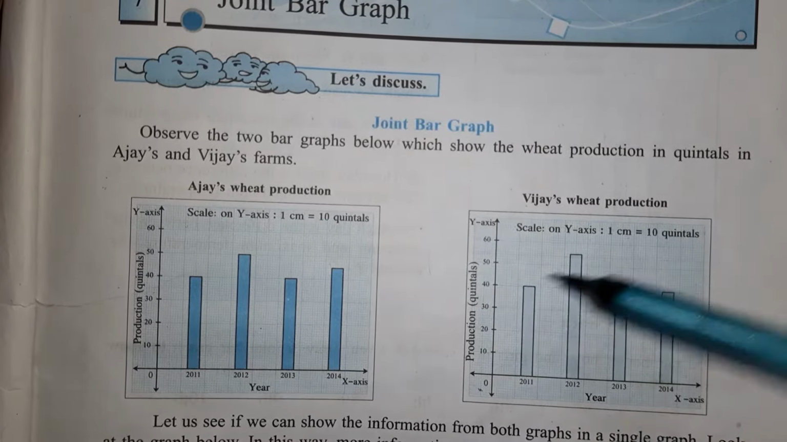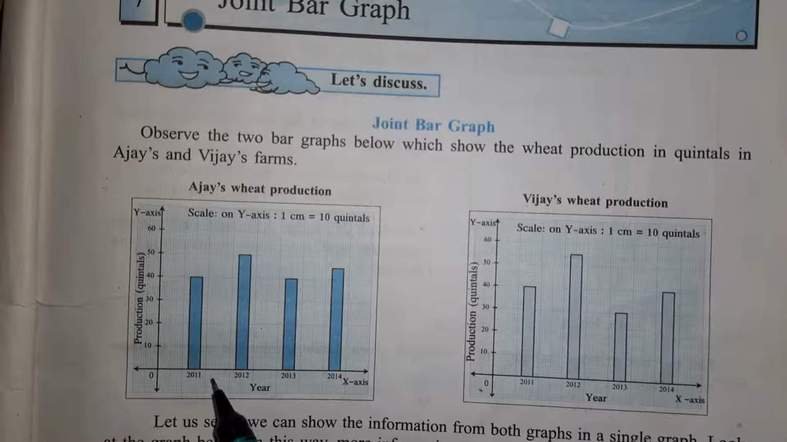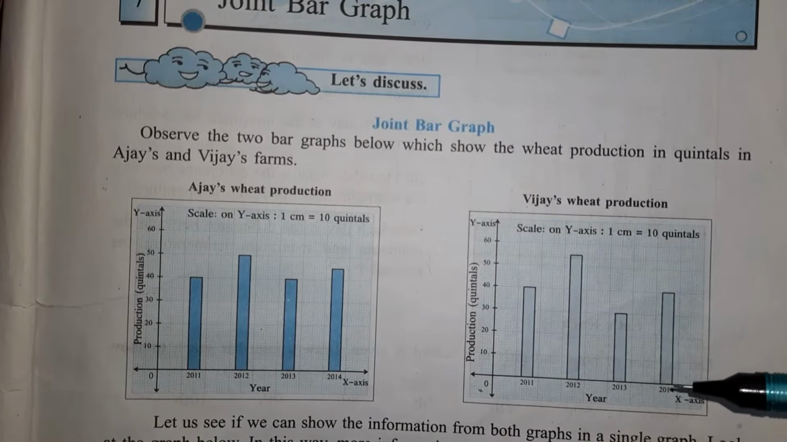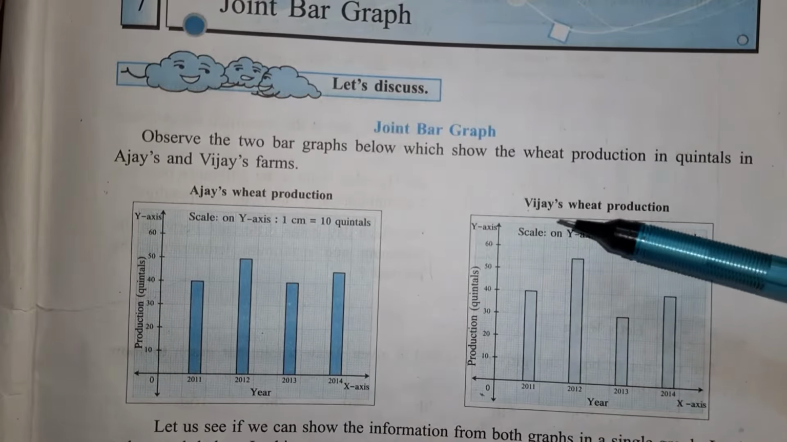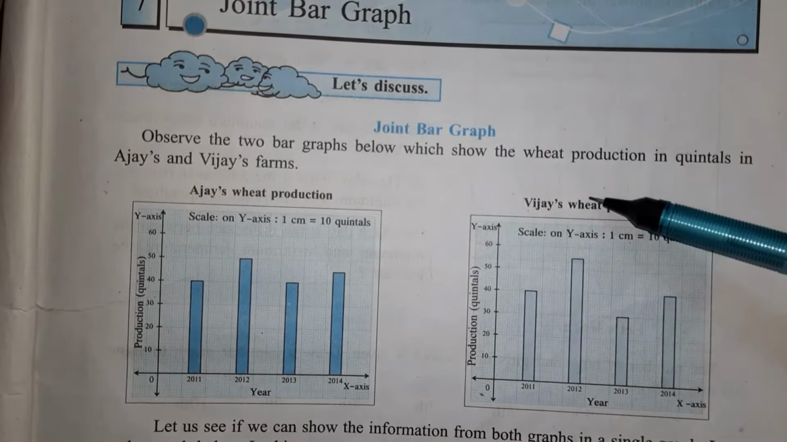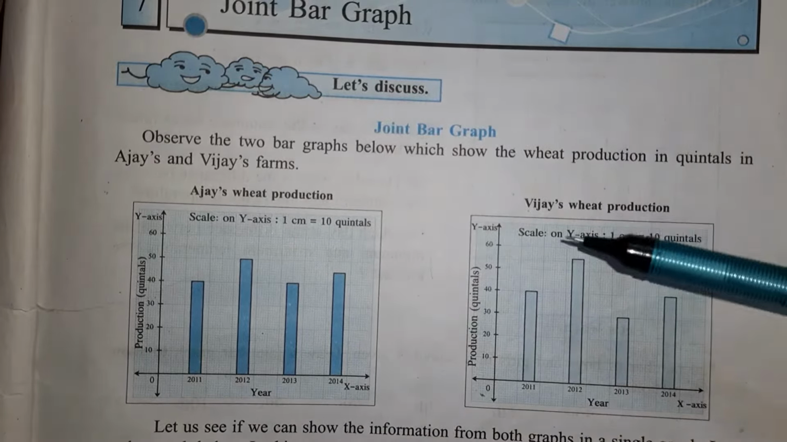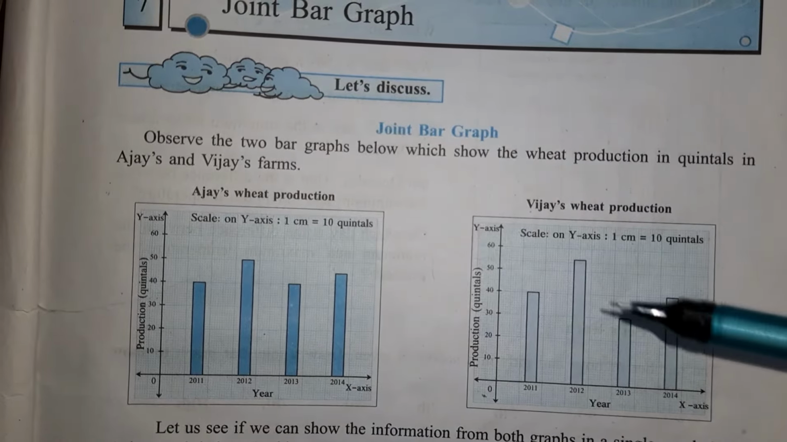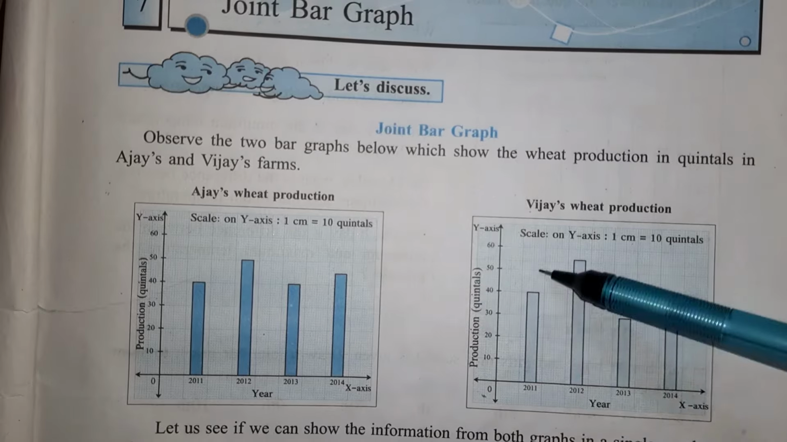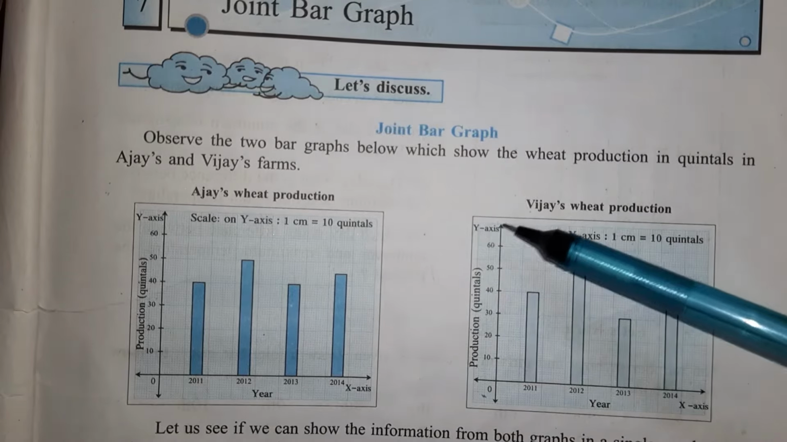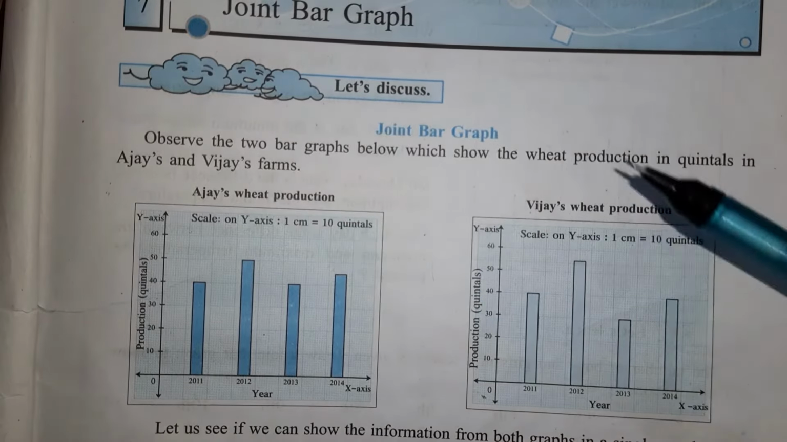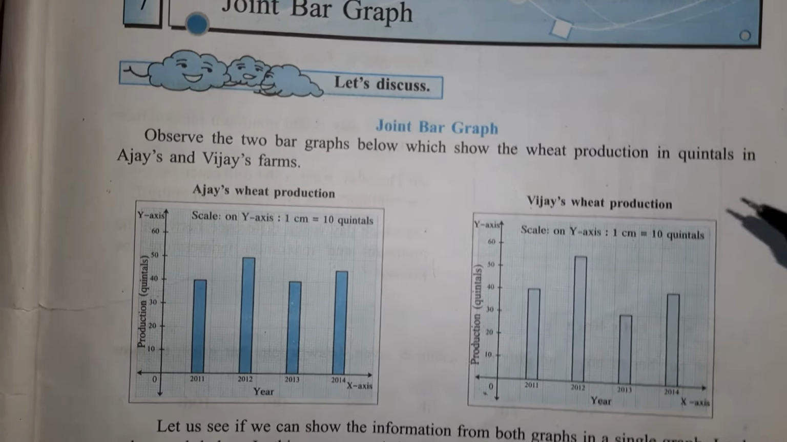Both the graphs have the same years 2011, 12, 13, 14, 11, 12, 13, 14. And both the graphs show the wheat production. Both of them show wheat production, and both of them are represented in quintals. So there are so many common things between the two graphs. Only the difference is one is for Ajay and one is for Vijay.